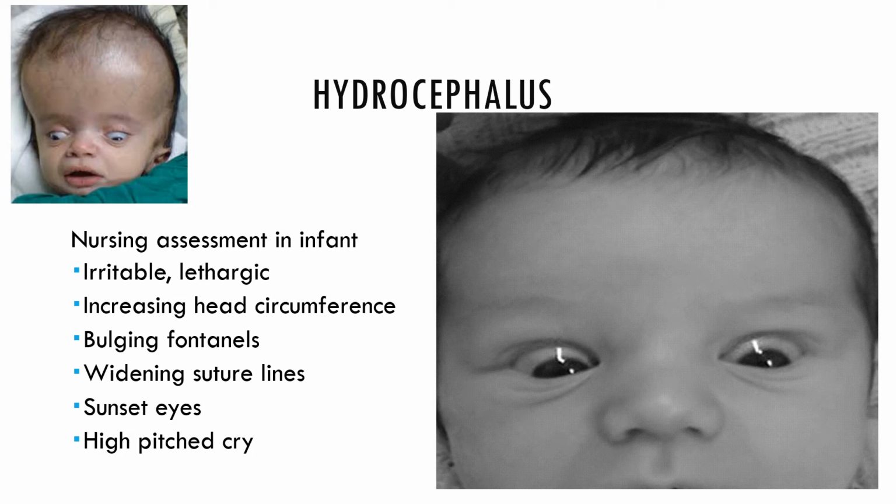If you look at the pictures, you can see that it looks like you have a sunset. That's how they get those sunset eyes. Their eyes literally roll down, and you can only see what looks like half of their eye. That's why they call it sunset eyes. They can also have a high-pitched cry. The scalp veins are distended, and the scalp takes on a shiny appearance, as you can see in the top picture.